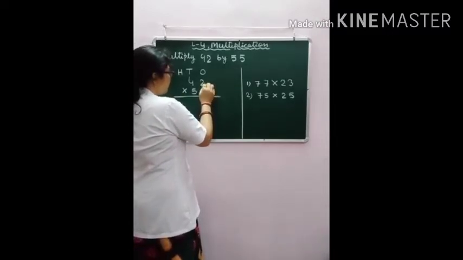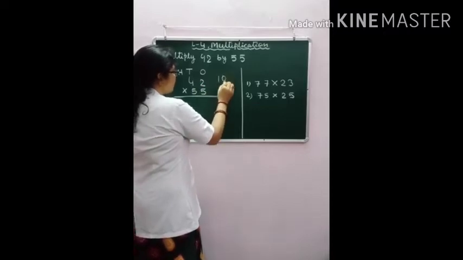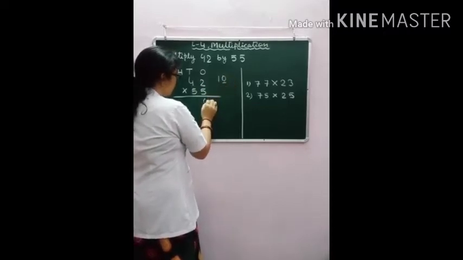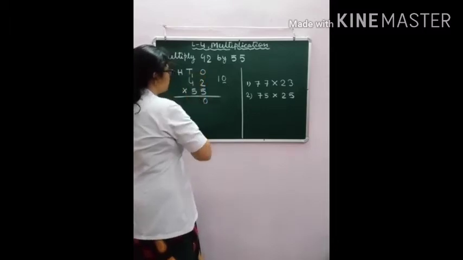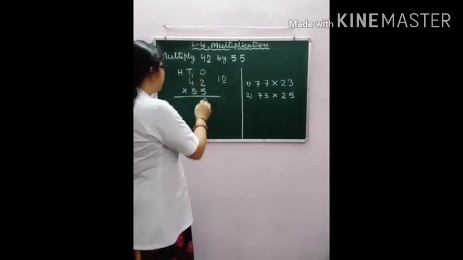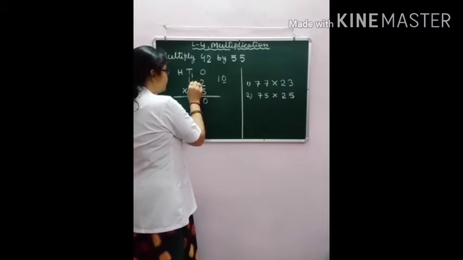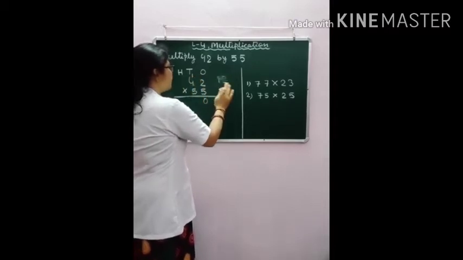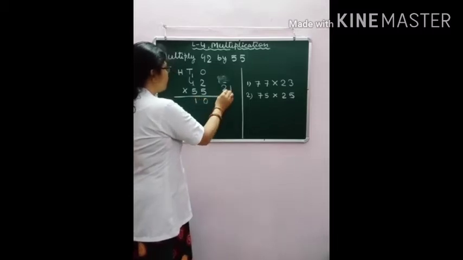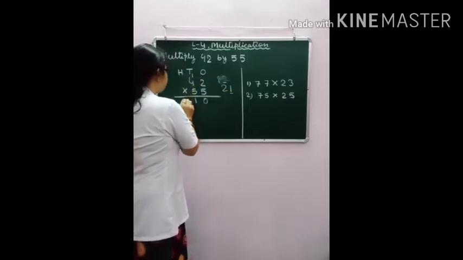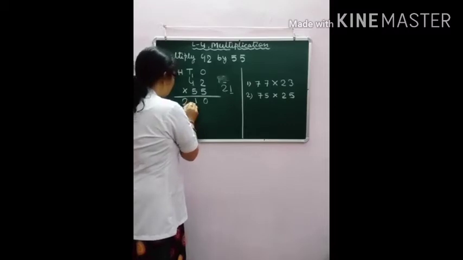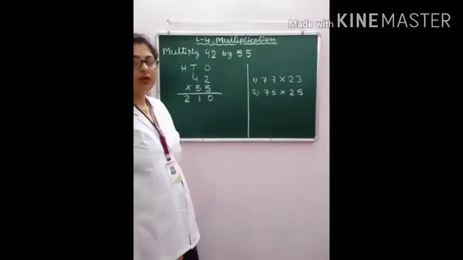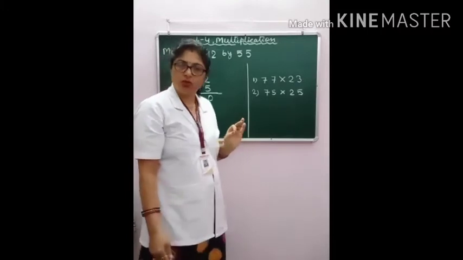5 2s are 10. So we will write 0 here and 1 will be carried forward to the next number. Now we will multiply 5 with 4. 5 4s are 20. 20 plus 1 is 21. So we'll write 1 here and 2 will be forwarded to the next place, means at the 100th place. Now multiplication by one digit is over now.